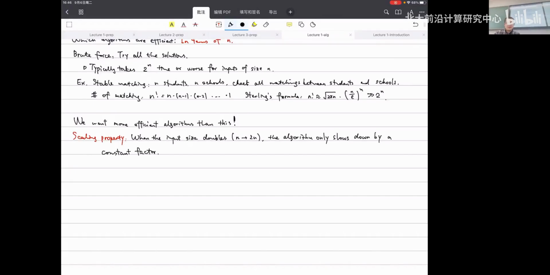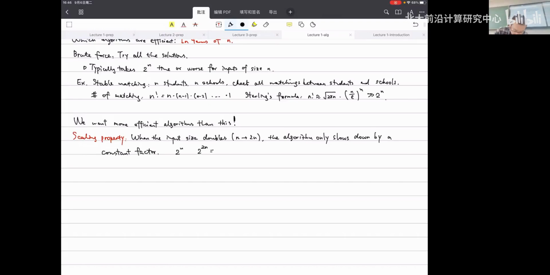This sounds very natural, because if the problem size doubles and you really pay a lot, this is probably not something you want to see. For instance, let's talk about a case where it is 2 to the n. If it's an algorithm with cost 2 to the n, and you double the problem size, that's going to be 2 to the 2n.